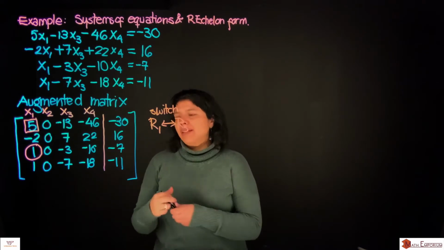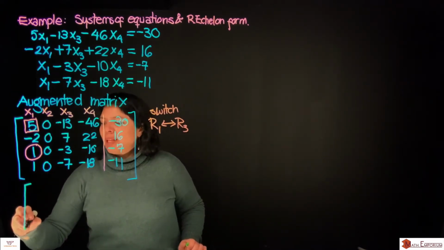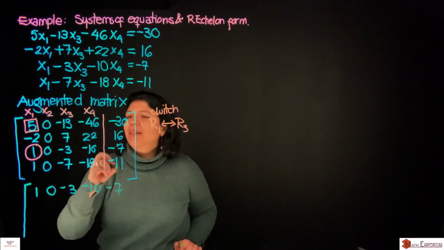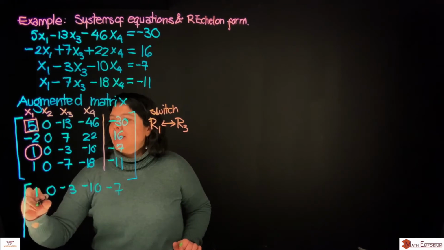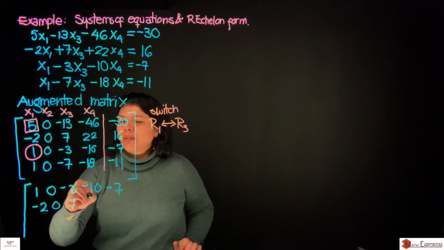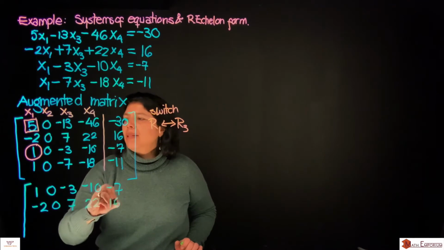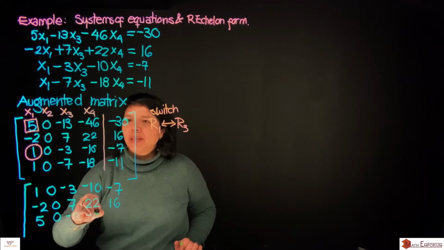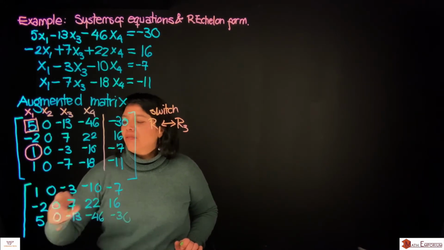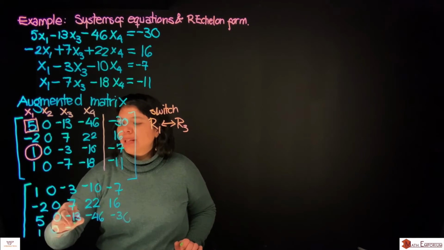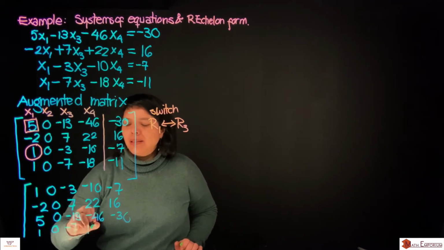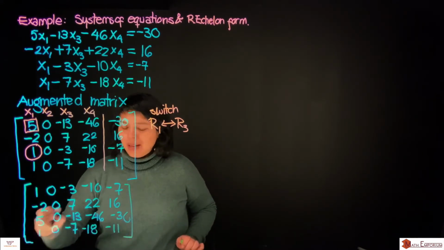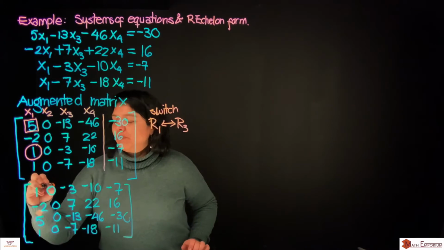And if I do that, I'm going to end up with the matrix 1, 0, negative 3, negative 10, negative 7. Like I said, I'm going to omit this line. And then negative 2, 0, 7, 22, 16, 5, 0, negative 13, negative 46, negative 30, and finally 1, 0, negative 7, negative 18, and negative 11. Great. Now I have my 1 here.